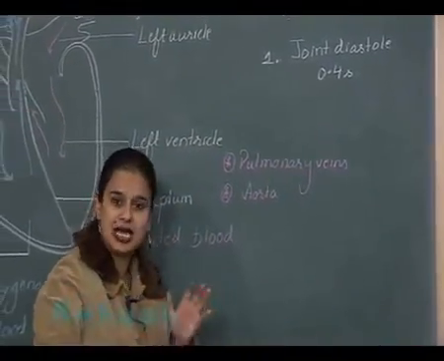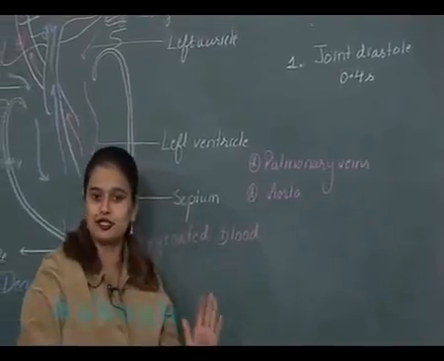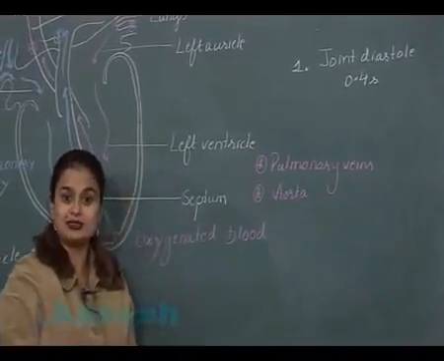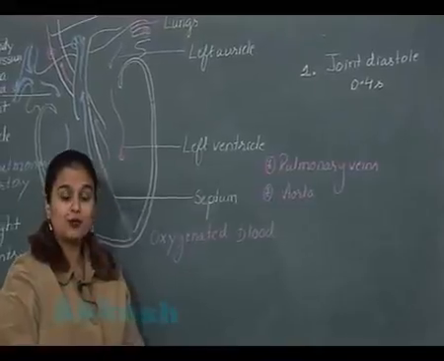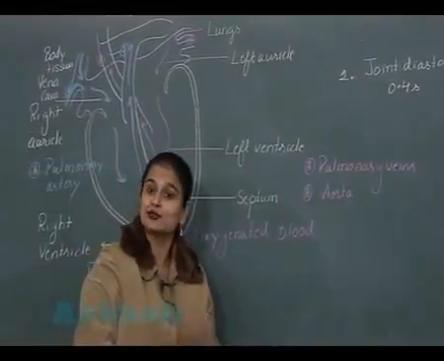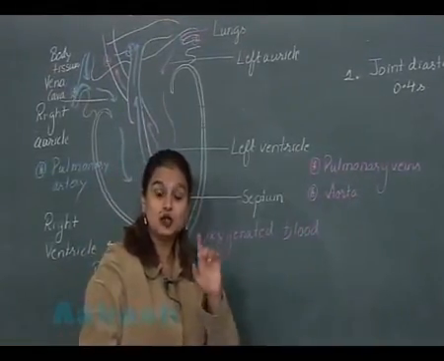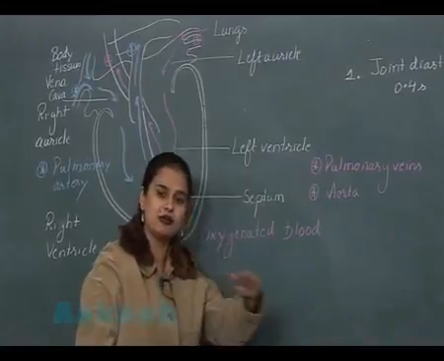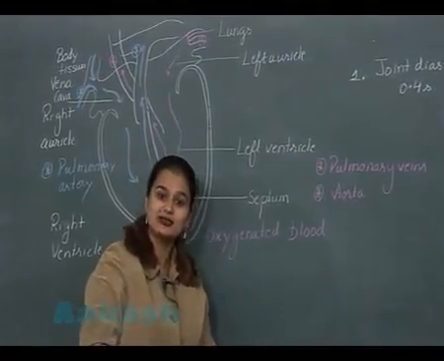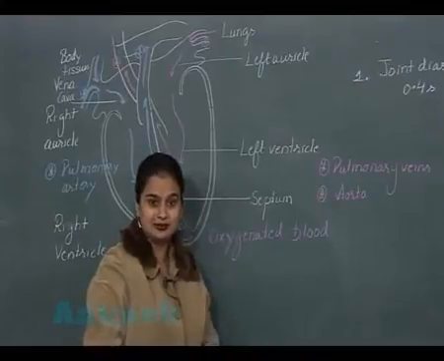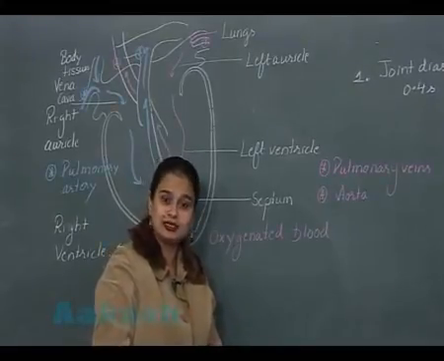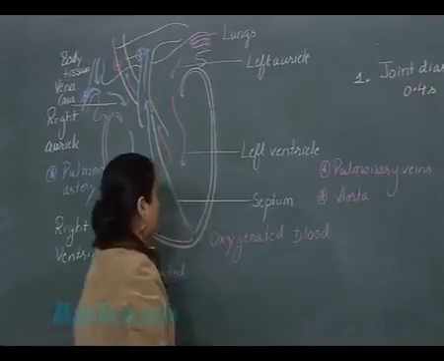In the joint diastole, all the four chambers are going to be present in the relaxed state. What do you mean by diastole? There is going to be relaxation. Joint diastole means all the four chambers are present in the relaxed state. Due to the joint diastole, now what is going to happen?